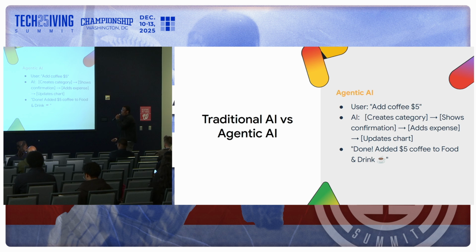So we will do something like add coffee to my expense, and the AI will automatically get the category of the request or the instruction we are giving it, and automatically update the UI.